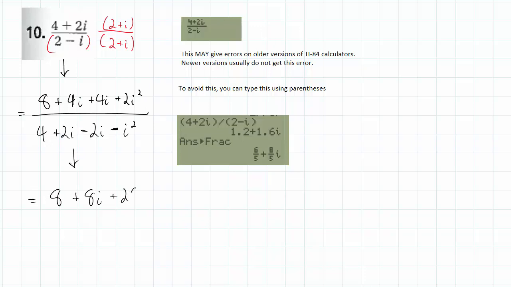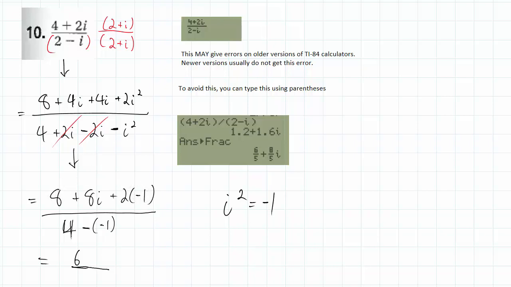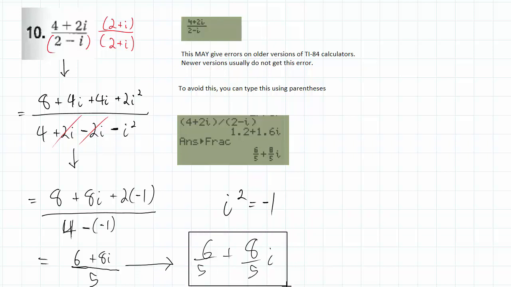Okay, so we have to simplify this, and I have to combine like terms. I've got to get rid of the i's. Doing a bunch of work, combining the i terms, i squared is equal to negative 1. And so you get a denominator of 5, and you get 6 plus 8i all over 5. That's how you calculate that by hand.